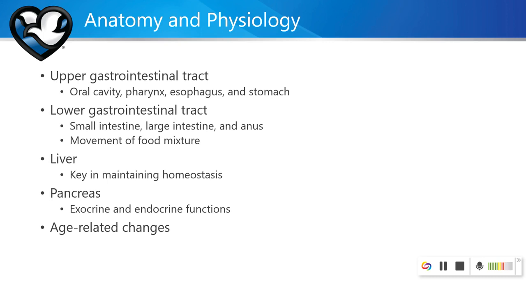The upper GI tract includes the oral cavity, pharynx, esophagus, and stomach. Food enters the GI tract through the mouth, where chemical and mechanical digestion begin. Saliva contains enzymes which start the process of carbohydrate digestion and production of antibodies that can kill or neutralize bacteria, and also consists of water, mucus, and electrolytes.